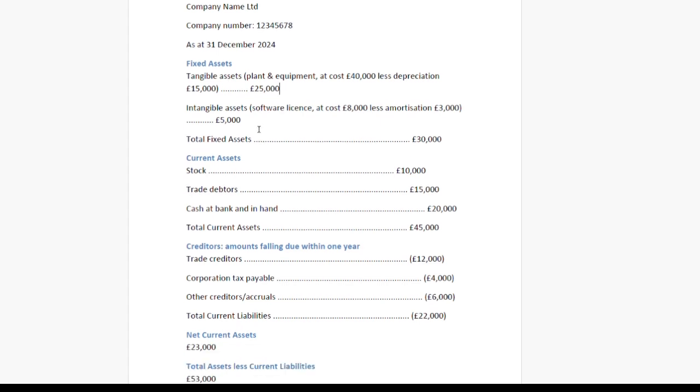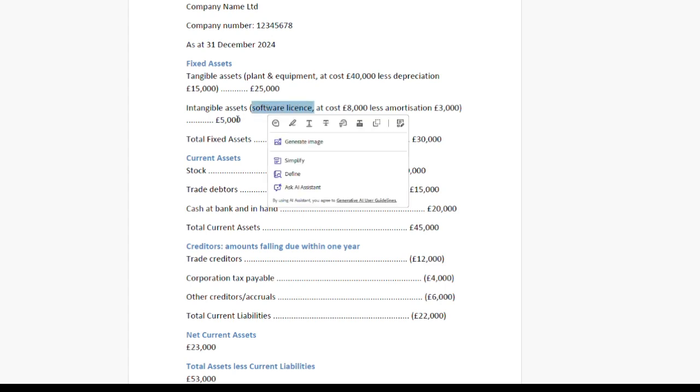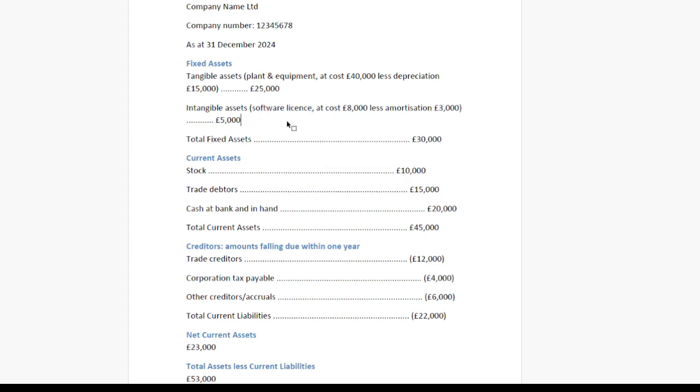The other area we've got on here is intangible assets. So these are non-physical assets. So a good example of that is things like software licenses. So you don't actually buy anything physical when you get a license, but it does cost you money. And often those licenses will be for a period of longer than 1 year.